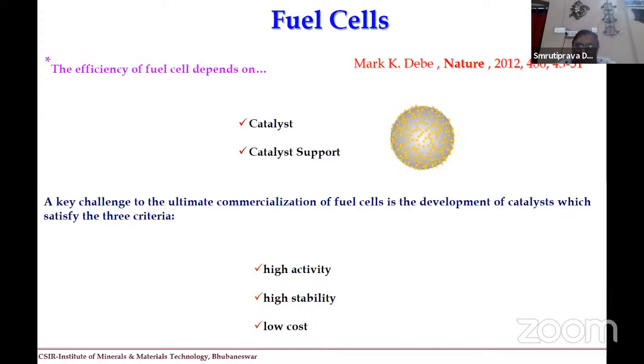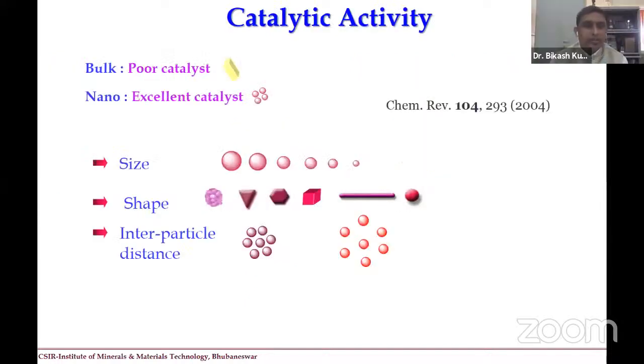So whether you want to design or develop a fuel cell for commercial aspects, you have to design a good catalyst, because the major part of a fuel cell is the catalyst. The key challenge for the commercialization of fuel cells is how we can develop a highly efficient catalyst whose activity is very high, which is very stable in the operating medium, and which has a low cost so that we can commercialize it. It is already established that bulk material is a poor catalyst.